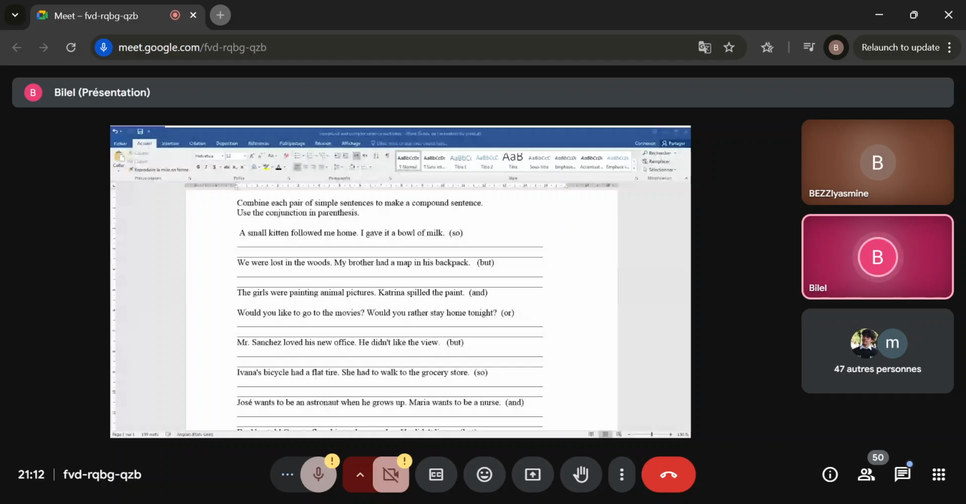Yes, turn off your microphone, please. So, to make a compound sentence, use the conjunction in parentheses. I'm going to do the first one. The first simple sentence or independent clause is this one: a small kitten followed me. Yes?